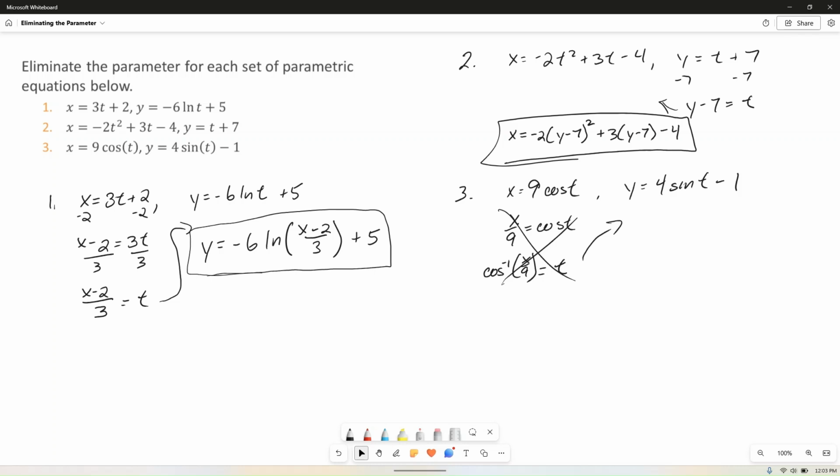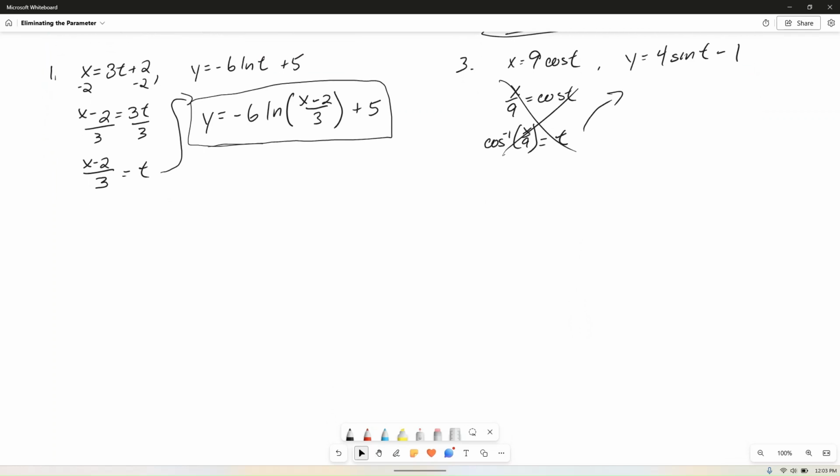Well, our Pythagorean identity says that cosine squared of theta plus sine squared theta is equal to 1. Now, I don't have cosine squared and sine squared in this problem, but I do have cosine and sine. And so I could take one of my equations and solve it for cosine, and take the other and solve it for sine, and plug it into the equation.